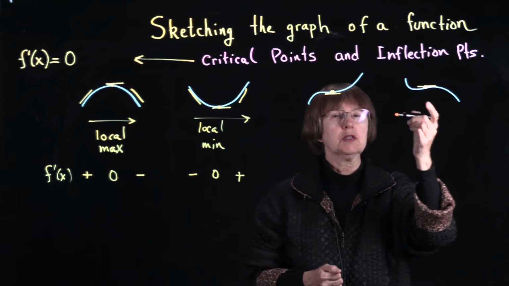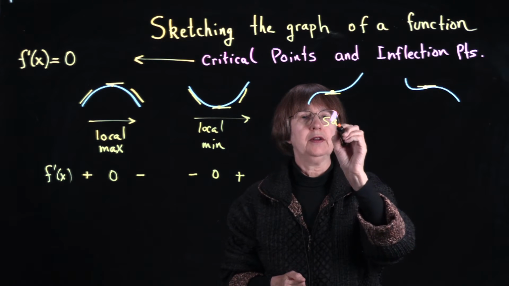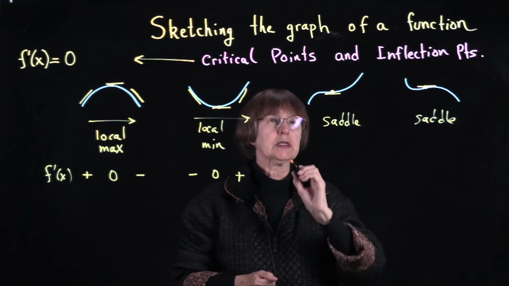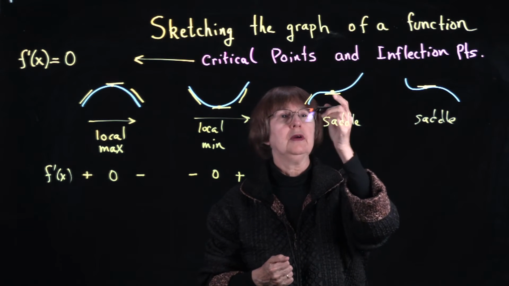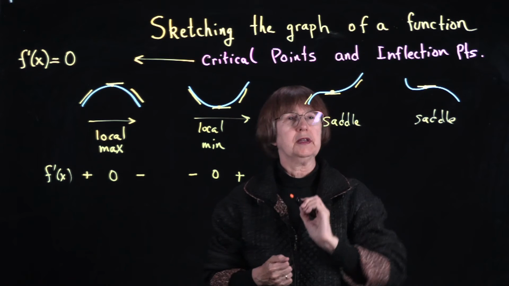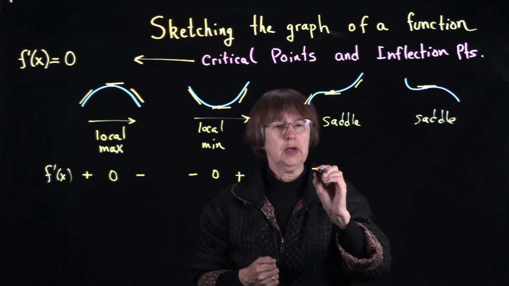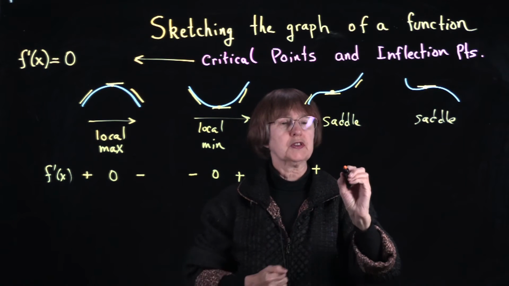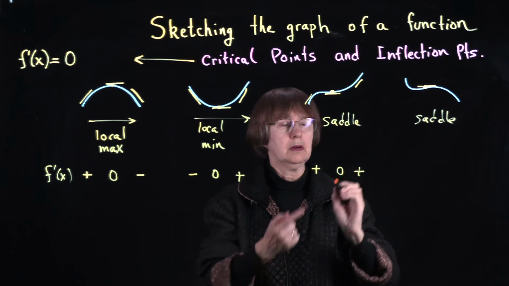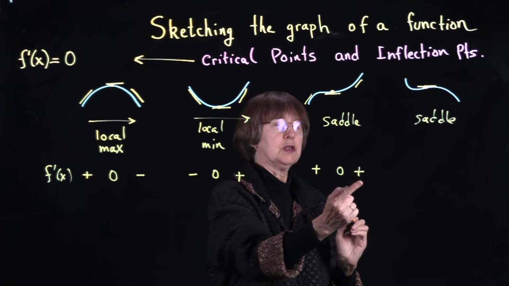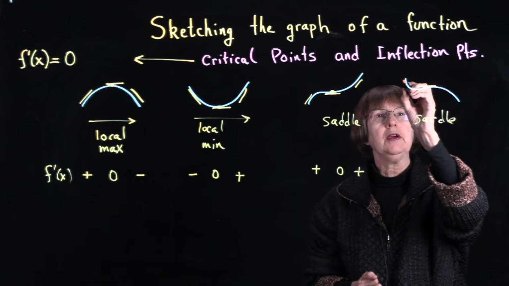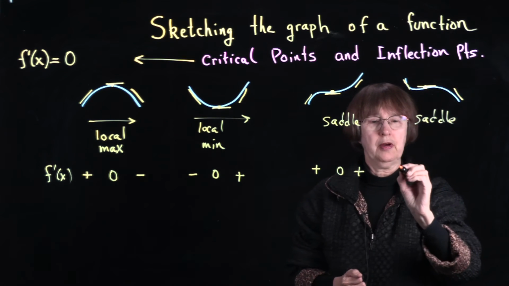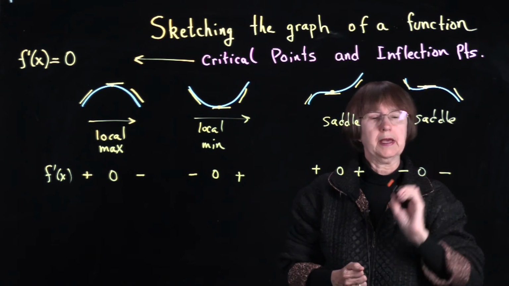Next to points of this sort, which we call saddles, the slope is positive, then 0, and then positive yet again. And so we have the sign of the first derivative changing from positive to 0 to positive, and similarly here it changes from negative to 0 to negative.